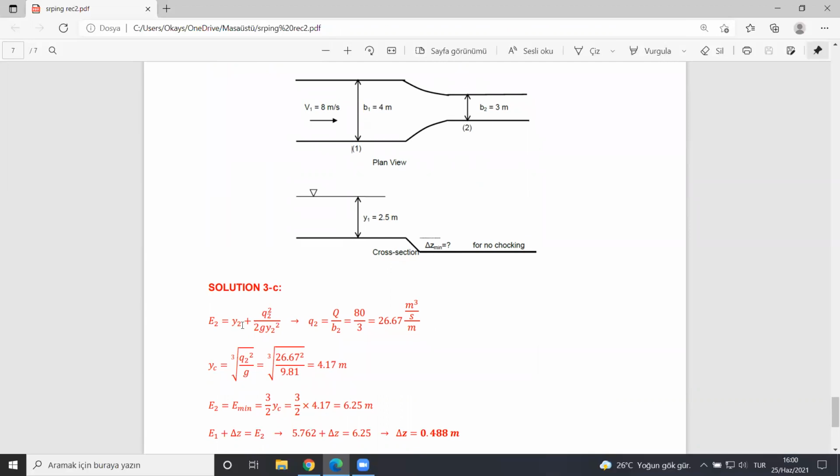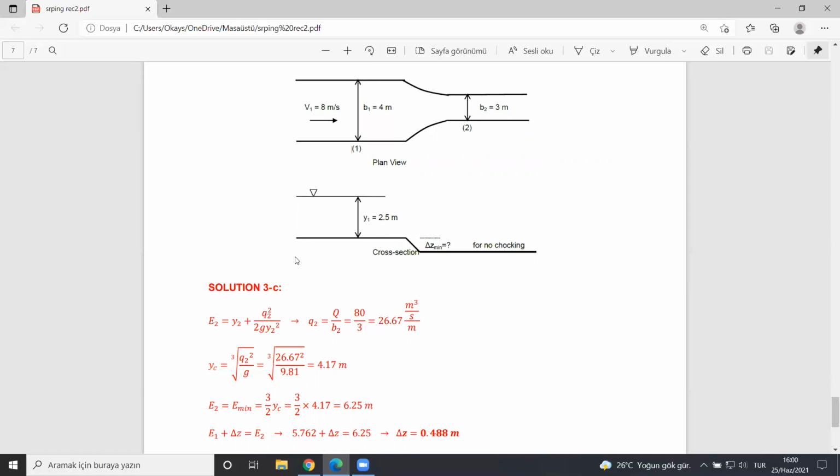We can start by writing our energy equation for section 2. What is it? Y2 plus Q squared divided by 2 g y squared. From here, we can calculate our Q, because we know our channel width. It is 3 meters. We know discharge. It is 80 meter cube per second. And our Q is 26.67 meter cube per second per meter. And if we put this Q into this equation, later we can calculate it.